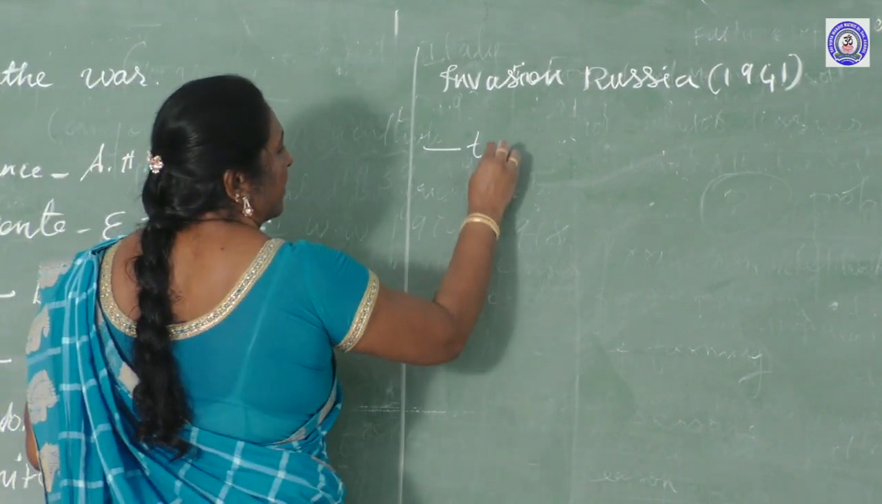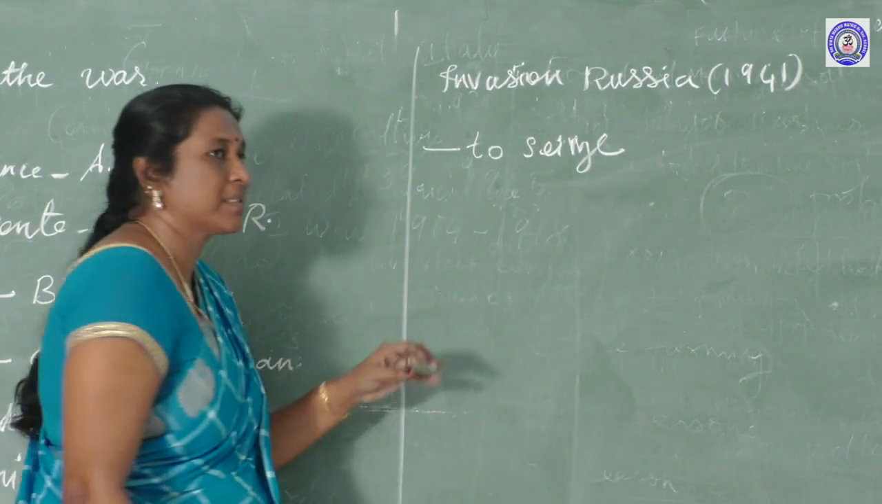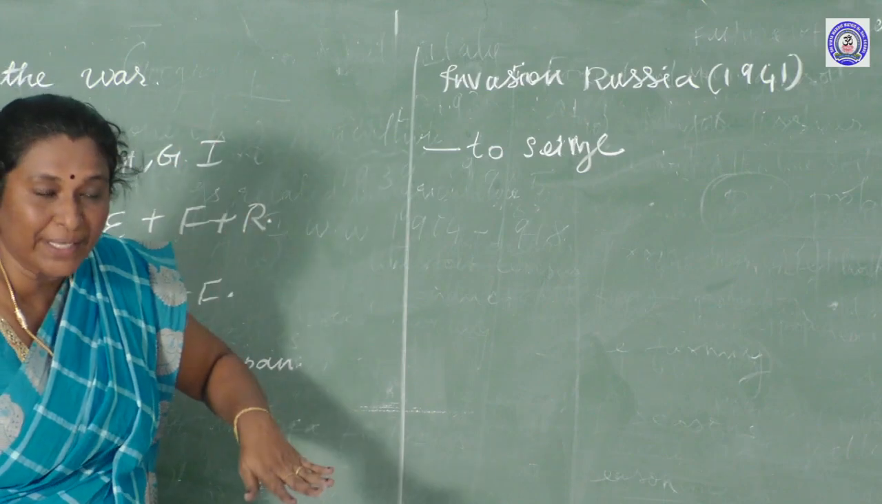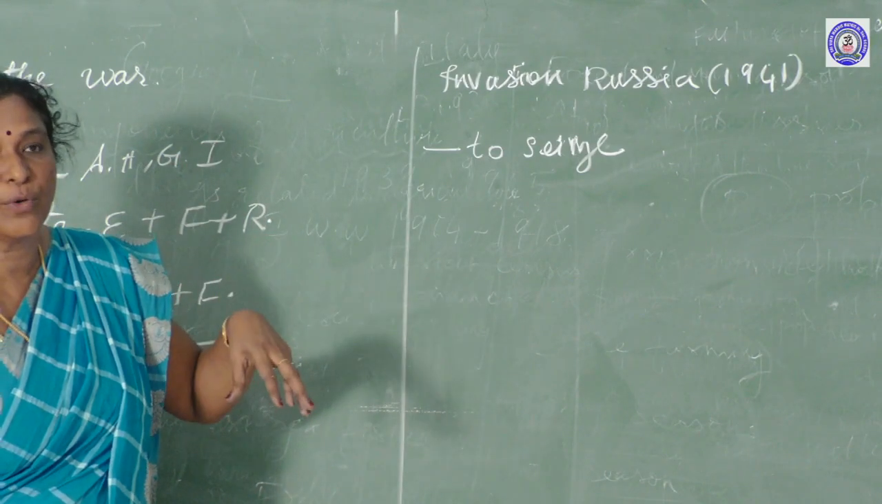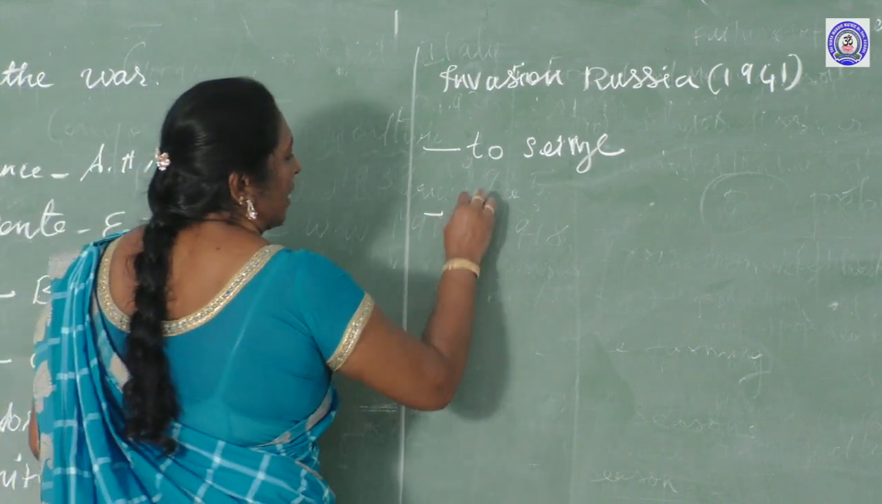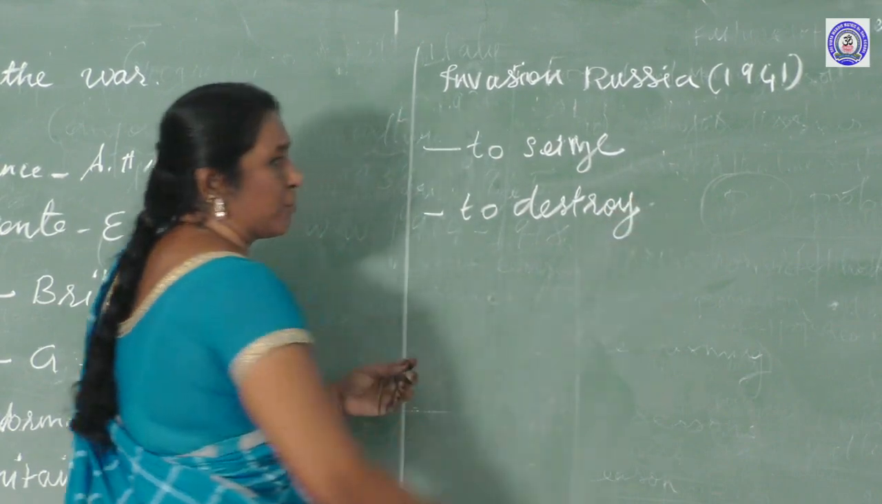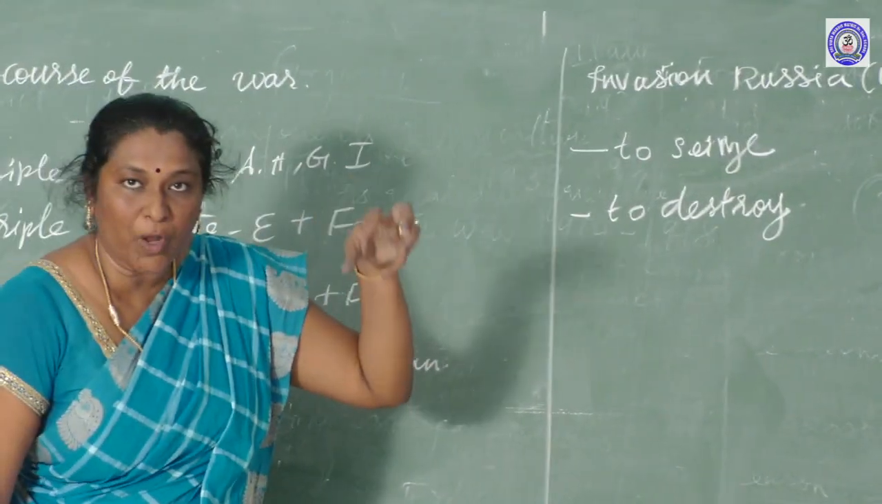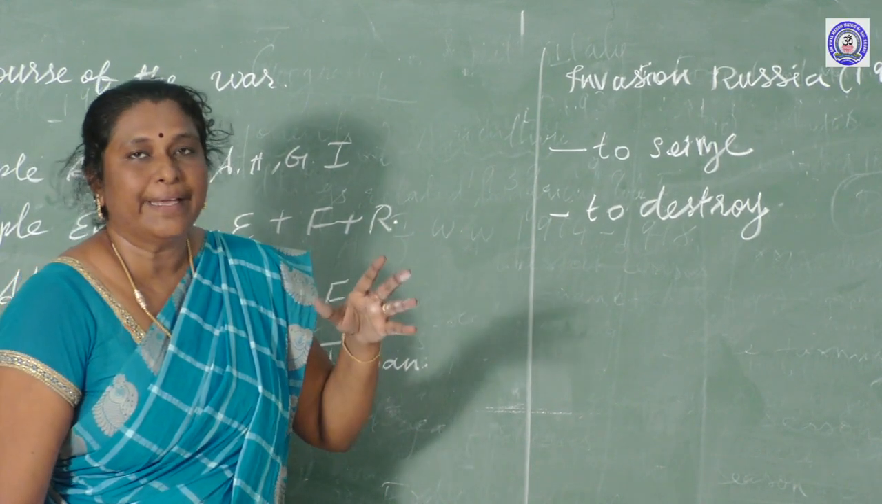To seize the prime land. What was the reason? To settle the Germans. And next, to destroy the communist regime also. In Russia mostly they are communist only. So, to destroy the communist regime. And next, to exploit Russia's natural resources, especially oil.